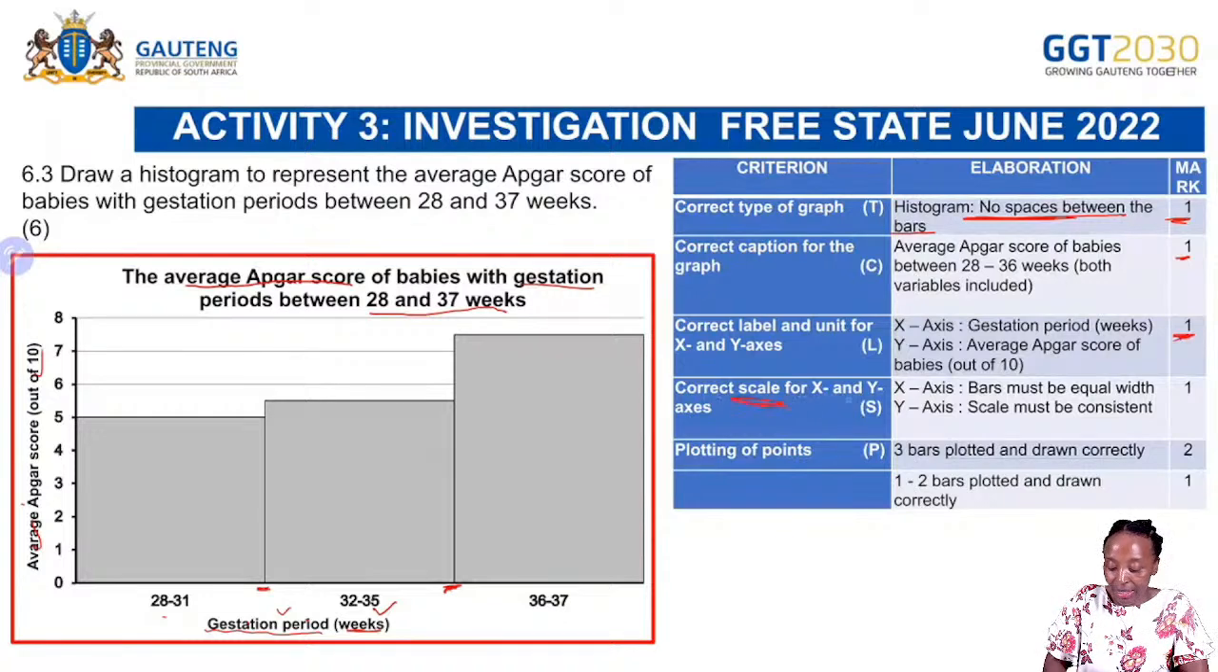And then the scale of the X and the Y axis. We look at the bar sizes here, they are all equal, so it shows that the scale chosen is also correct. Here we started from 0 and it increments by 1 up until we get to 8. There is no mix up of numbers here. We did not say 0, 5, 7, 8, 9, 10. All the numbers increase by 1. So that is the correct scale, and both of them must be correct for you to get a mark. Then lastly will be the plotting of the points. If all the points are plotted correctly, you get your 2 marks. But if you missed one, then you get 1 mark.